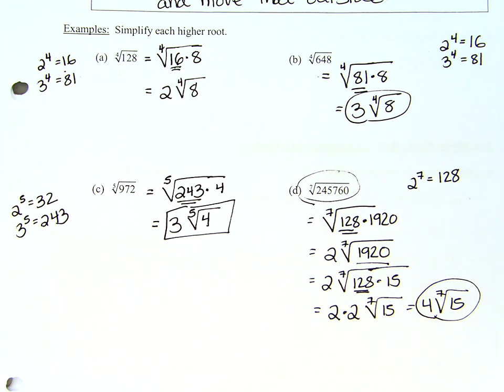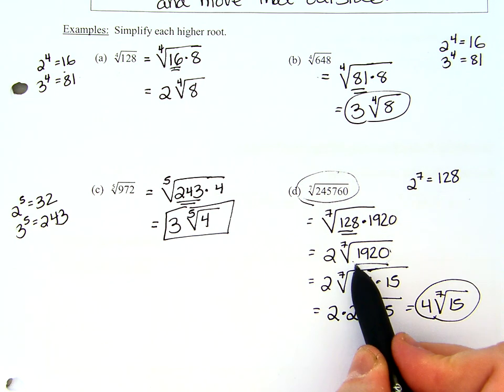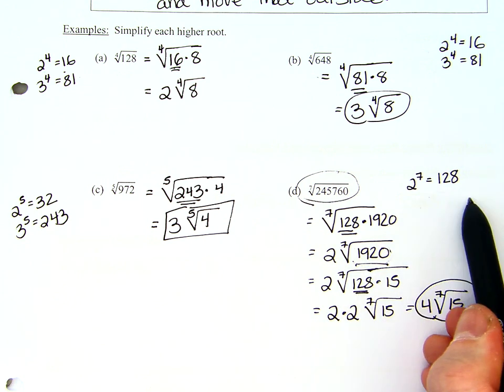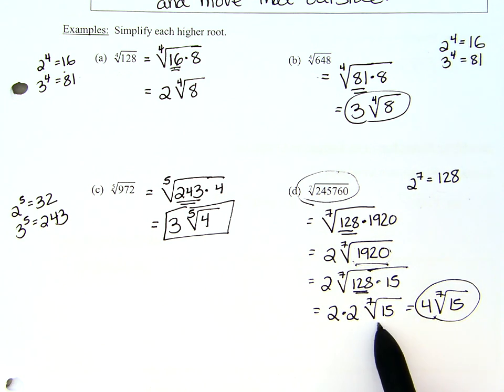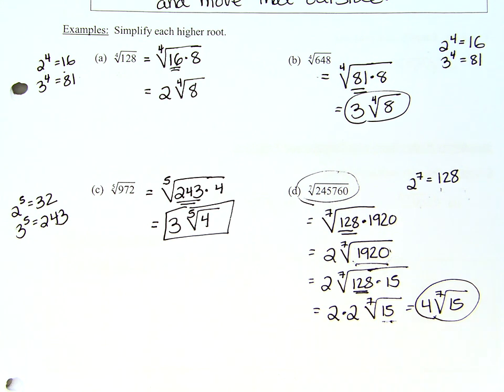Okay, you got the 128? Yeah. Okay, so now I'm going to look at what's left. Is there anything else I can divide it by? Well, let me try, can I divide it by 128 again? That worked. I know what's left here, the 15, I can't divide by any perfect sevenths because my first perfect seventh is way bigger than 15. So I know here I've got to be done.